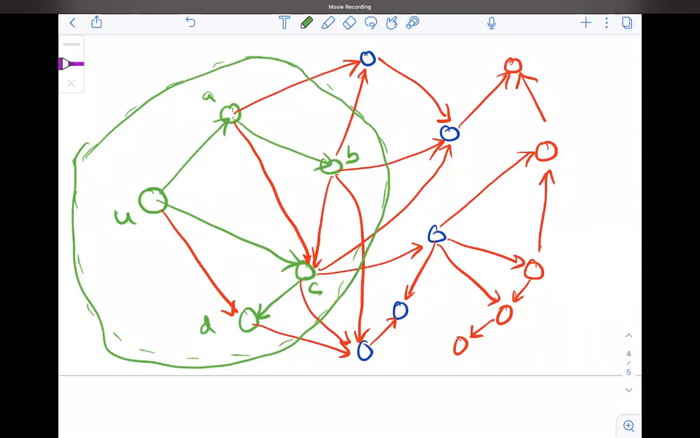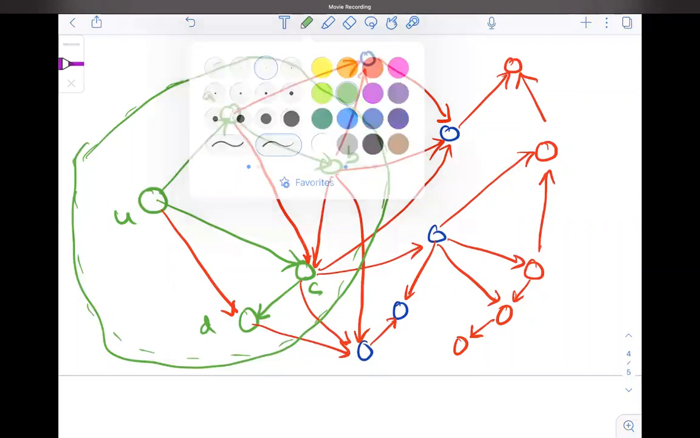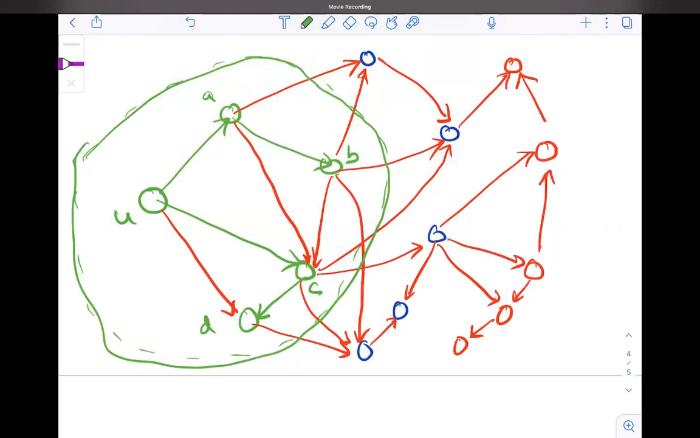Now, for each of these vertices, I compute the shortest distance from U. So from U, I know that say for A, the minimum distance is say 5. Minimum distance here is 6. Minimum distance is say 8. Minimum distance is 9. And for all of the blue ones, what is the distance?